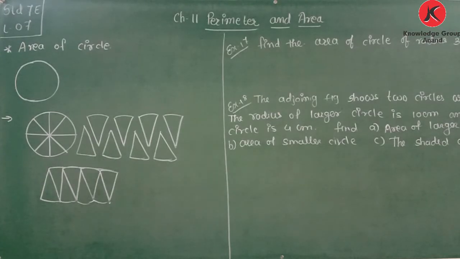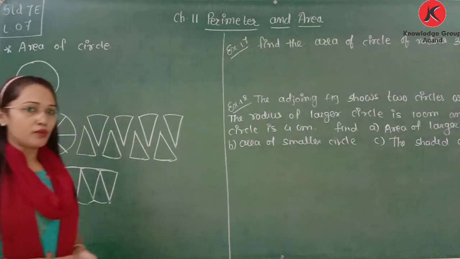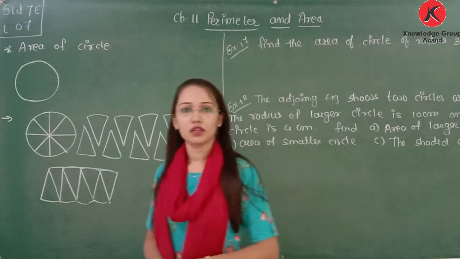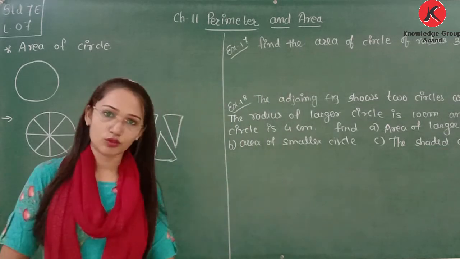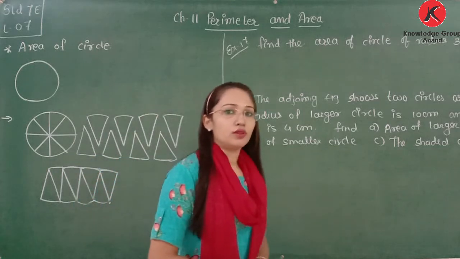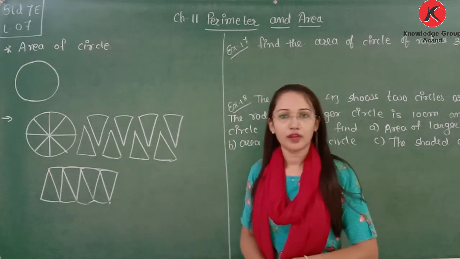Welcome back, friends. Previously, in chapter number 11, that is perimeter and area, we learned about the circumference of a circle. Circumference means what? It is the outer boundary of the circle. It is like a perimeter that we calculate in a square and rectangle.